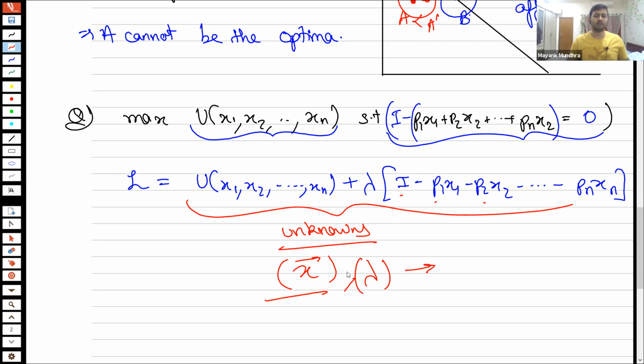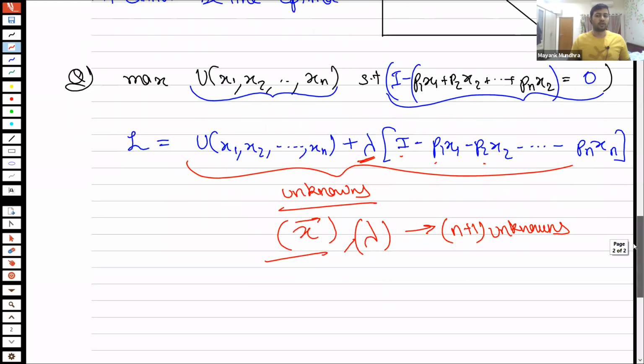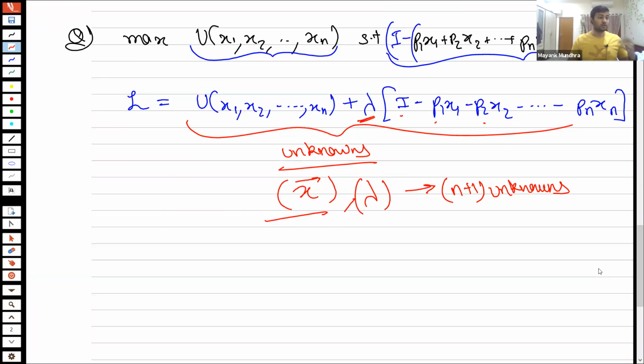So the total number of unknowns: all the X values are unknown, so there are n unknowns here plus one unknown here. So we have n plus one unknowns. I and P values we are going to assume are known, whatever the value is. Since we do not want to restrict ourselves to a particular number, we leave them as I and P values so that our theory applies to all values of I and P. Now these n plus one unknowns need n plus one equations. So what are the n plus one equations going to be?